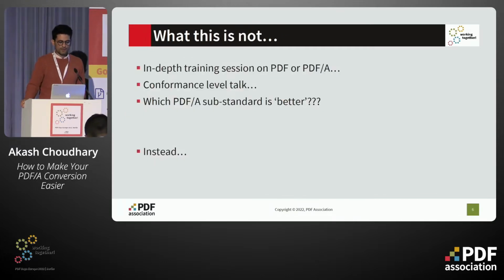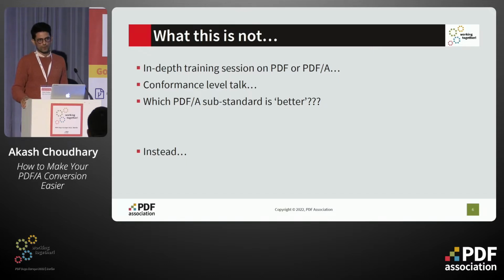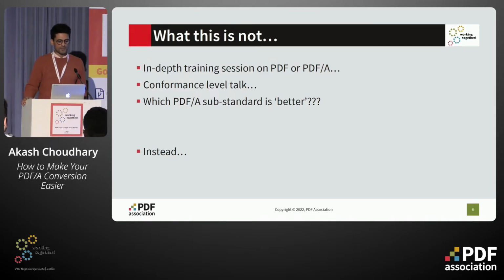In this presentation, I will not talk in detail about PDF or PDF-A specific features. You might also know that PDF-A substandards also have different conformance levels, for example, PDF-A1A or A1B, and so on until PDF-A4E and F. I will also refrain from using the term better in comparison. As I said, the main goal of all these substandards is self-containment, so they all are valid substandards, but yes, I will refrain from using the term better.